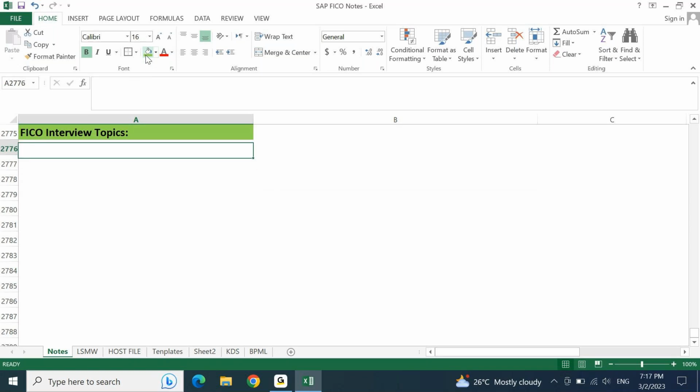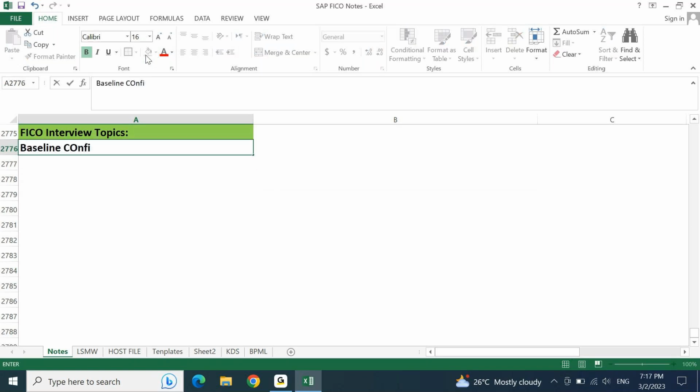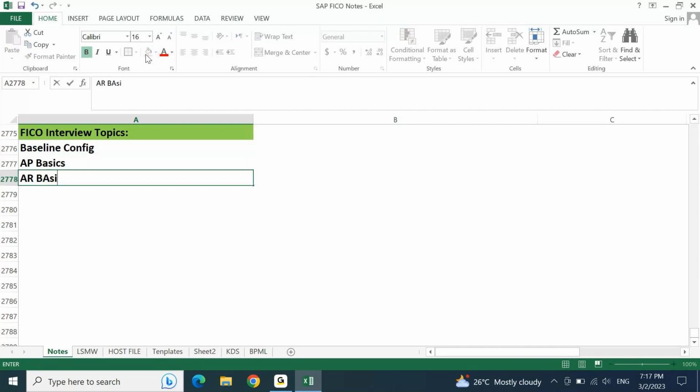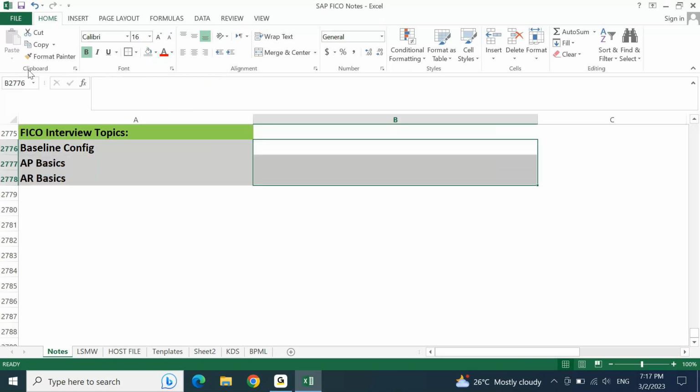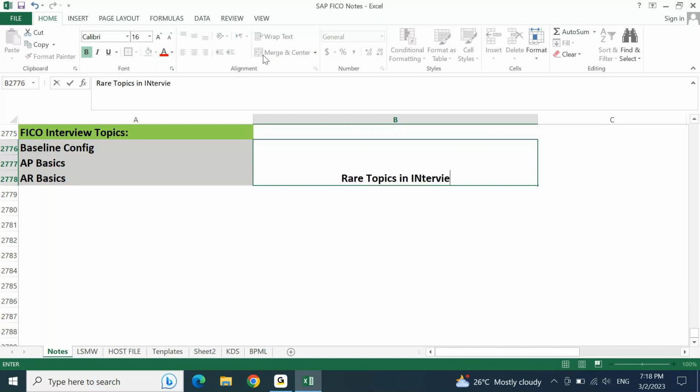Let's say they will ask baseline config. This is a very rare question in any interview unless you are a fresher. And AP basics, AR basics. These 3 topics are rare topics in interviews. Nobody is going to touch these points in any of your interviews unless you are a fresher.